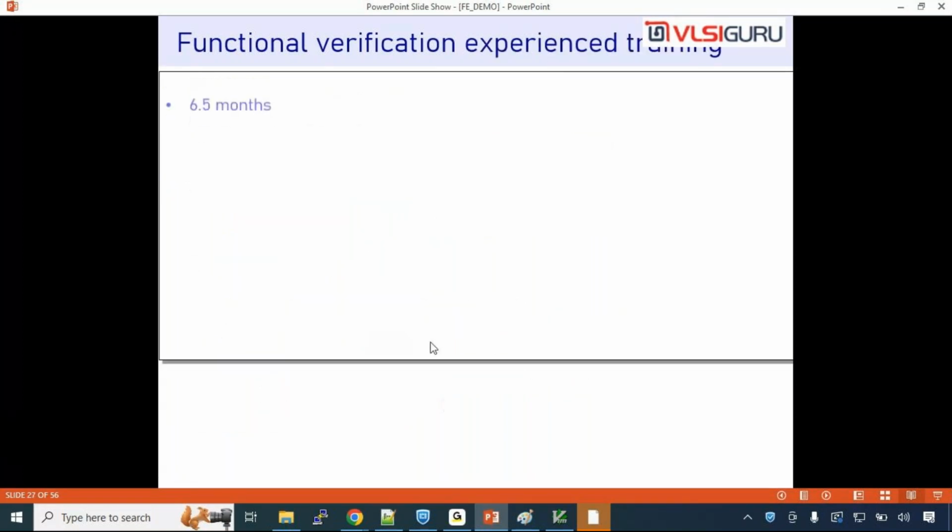Next, functional verification for experienced people. That will be only 6.5 months, because already working means what? They are good with digital, they are good with Verilog. You understand, right? They don't need digital and Verilog, so there the duration comes down.